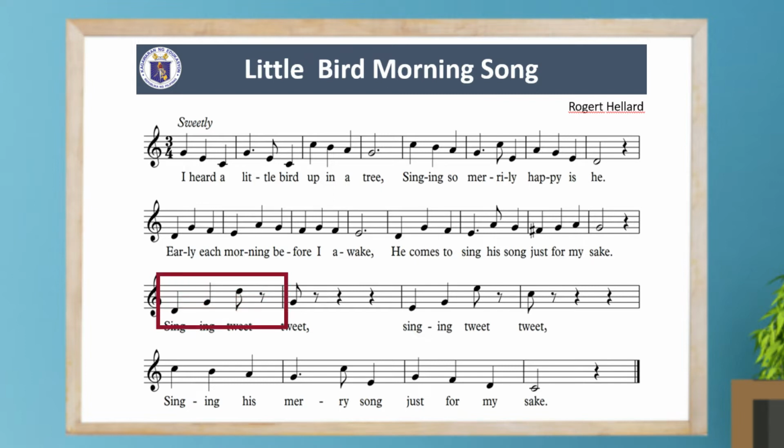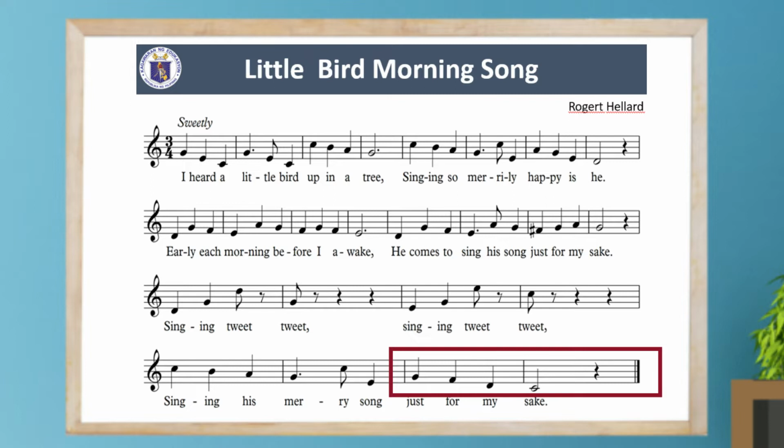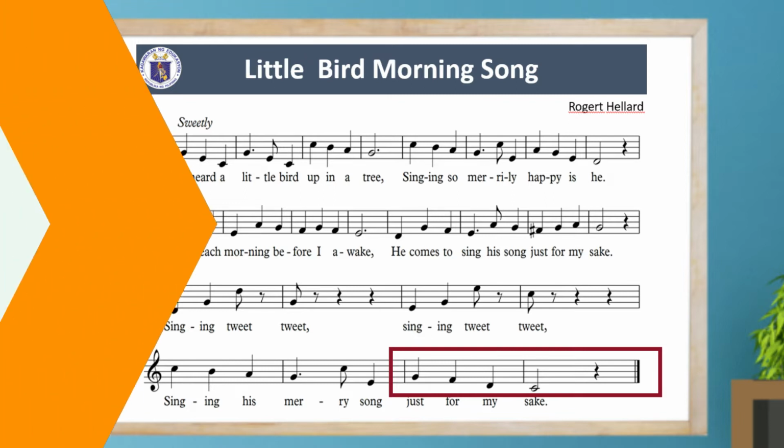Very good. Quarter note, 8th note, and 8th rest. How many beats are there in the measure? Correct. There are 3 beats. Now, look at the last 2 measures of the song. Can you read the syllables according to the rhythm while clapping your hands?